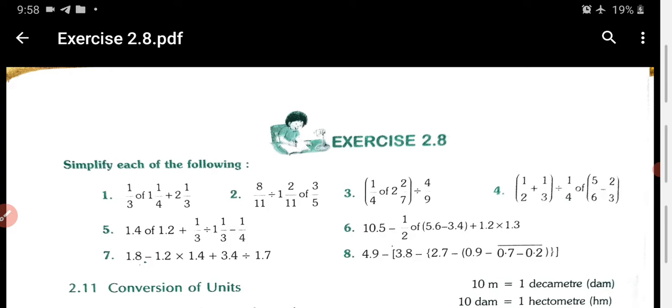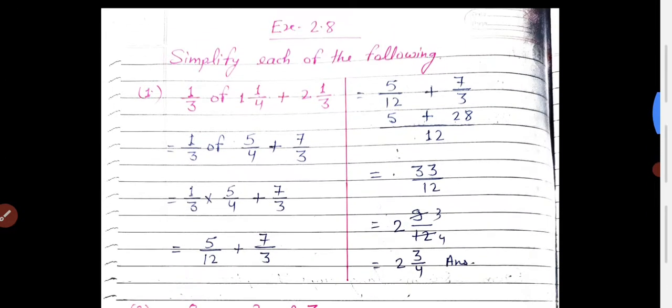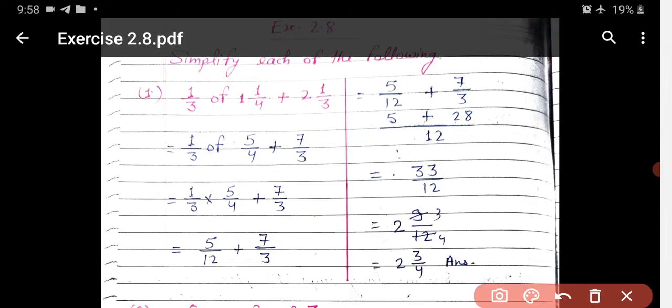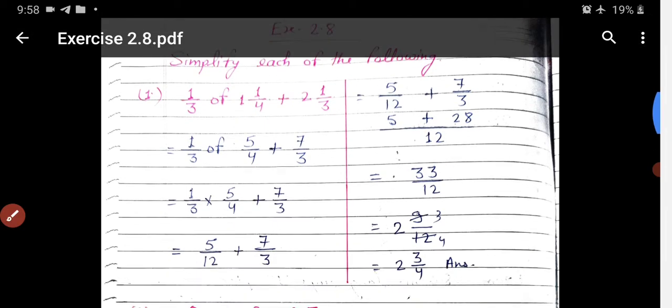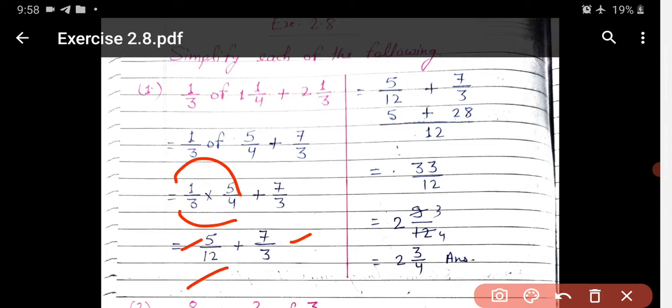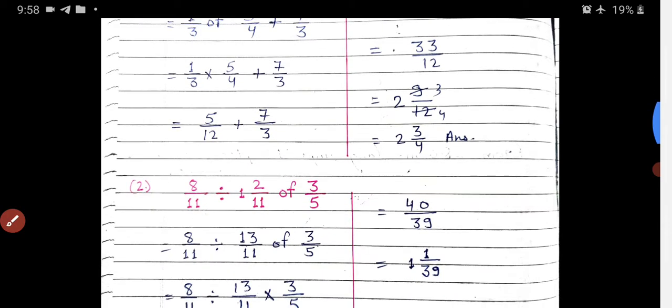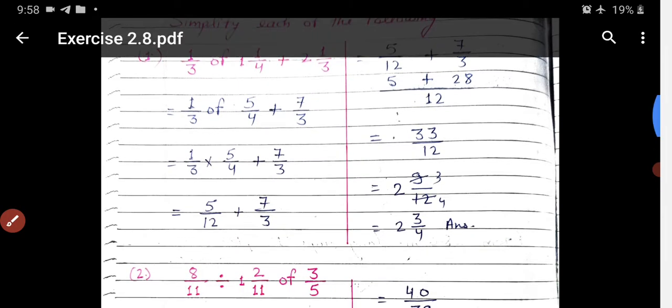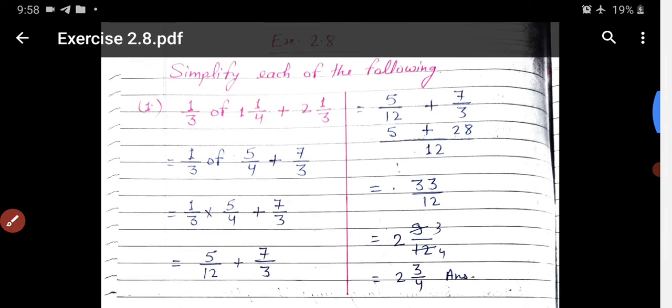First question is 1/3 of 1 1/4 plus 2 1/3. Okay, just convert into an improper fraction. 1/3 as it is, of as it is. 4 ones are 4 and plus 1 becomes 5/4, plus 3 twos are 6, 6 plus 1 is 7, then 7/3. Now of means multiply, so you have to write multiply here. So when you write multiply, now just solve. 5 ones are 5, 3 fours are 12. It is 7/3. Now just solve 5/12 plus 7/3, you write here on this side.